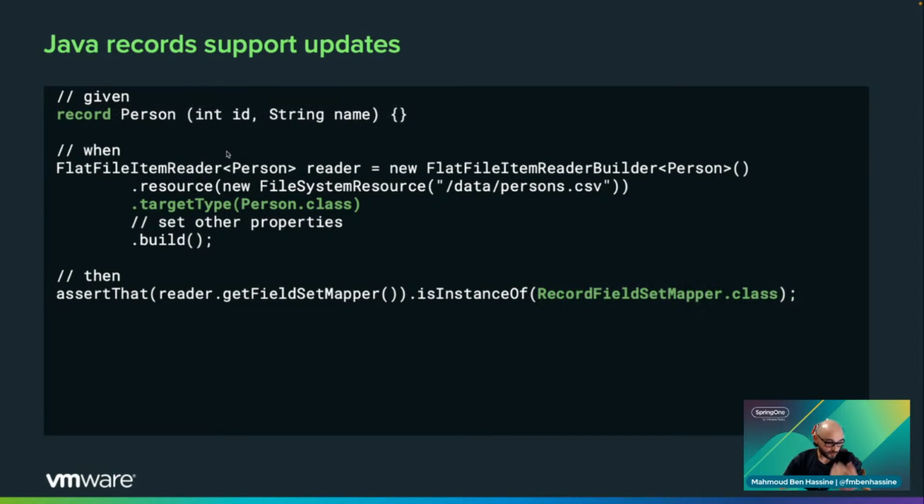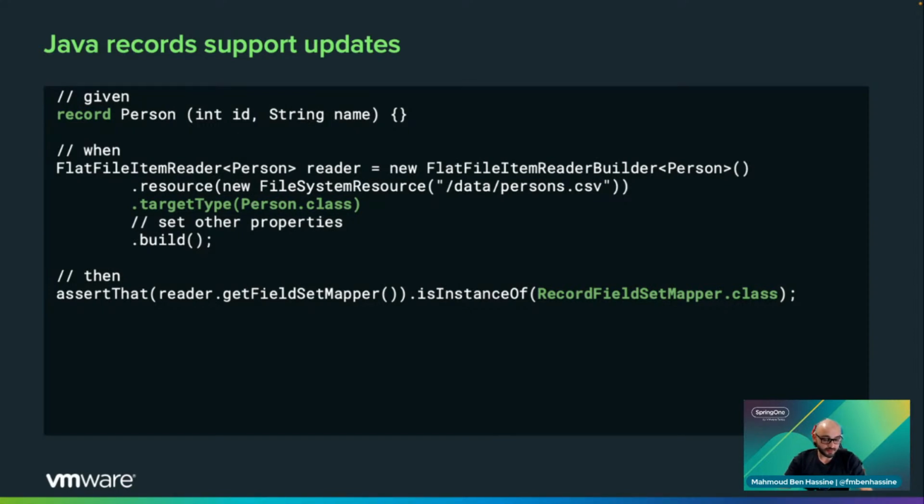Now the question is, what if I change this person class to a record, like here? Suppose I want to migrate my types to records when I move to Java 17. Now I'm expecting from Spring Batch that it sets a record field set mapper. So it will change the implementation of the mapper based on this target type here. And this is what we have done in Spring Batch 5.